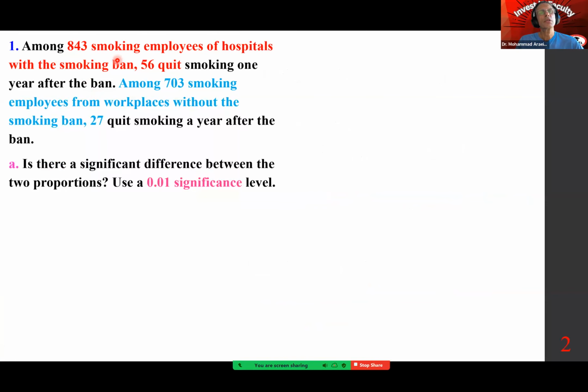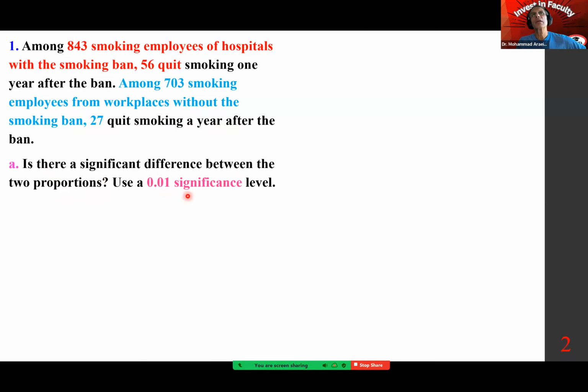Among 843 smoking employees of hospitals with the smoking ban, 56 quit smoking 1 year after the ban. Among 703 smoking employees from workplaces without the smoking ban, 27 quit smoking a year after the ban. Part A, is there a significant difference between the two proportions? Use a 0.01 significance level.